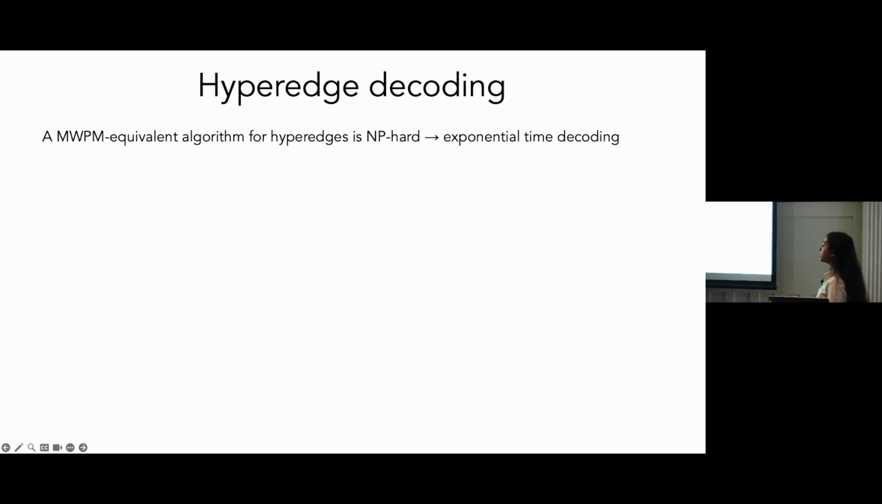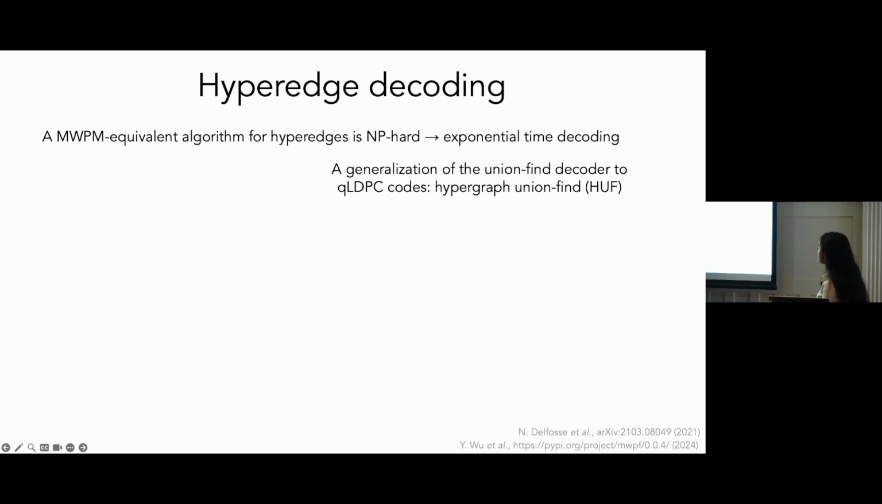And luckily, there's been an algorithm developed by Nicola Delfosse, which is a generalization of the union find decoder to LDPC codes and hypergraphs. And we call this the HUF algorithm. And my colleague Yue from Yale has also developed a nice open source implementation of this HUF algorithm. So what HUF does is that it doesn't try to find the truly globally most probable error that gave rise to a pattern of defects along hyperedges. It finds a local optimum, or a reasonable approximation of what it thinks is the most likely error. And it is able to do this in polynomial time, which is good.